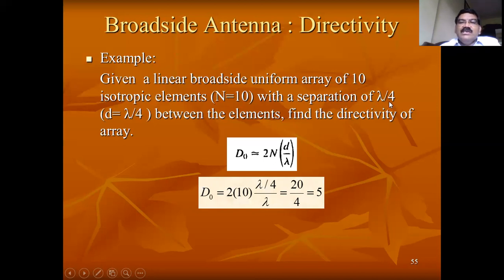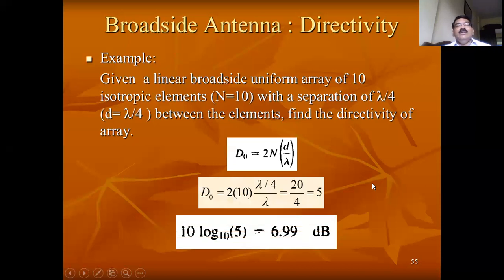Lambda by 4. The spacing is given as lambda by 4. Put lambda by 4, and here is lambda. Lambda will cancel. So it is what? 10 into 2, 20 by 4, so 5. So what is D0? That is 5. It is this simple.